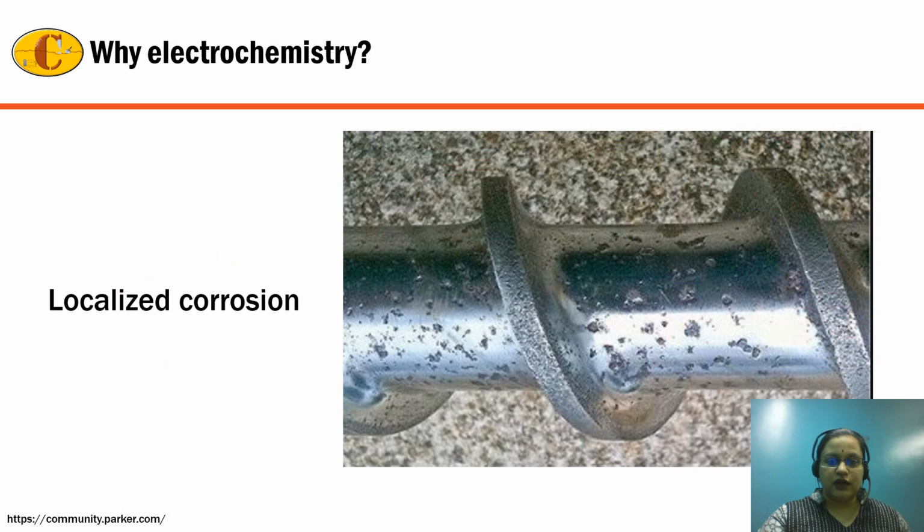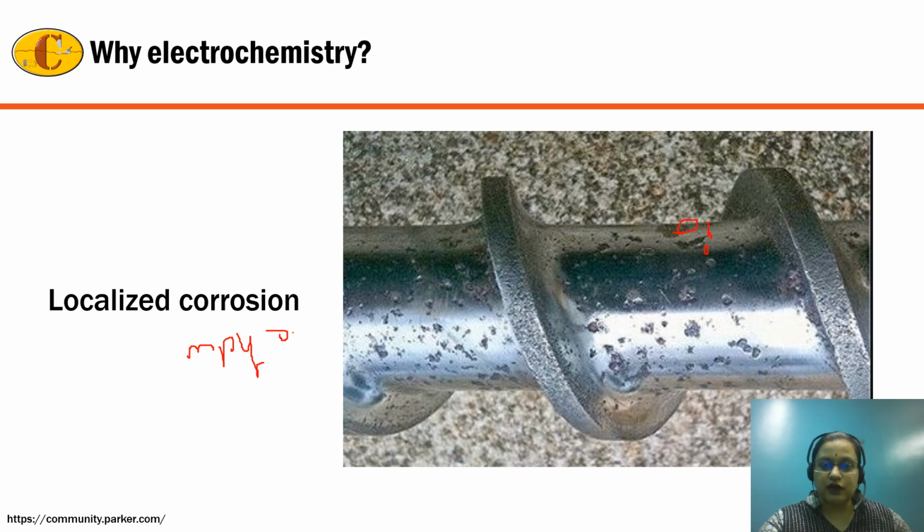However, if we have a component such as this, then the material loss is happening only in very localized conditions. So the quantity of material lost here will be very small if we compare it to the overall weight of the component. Hence the MMPY or the MPY quantity that we will get will be so small that we will feel that the corrosion is not really that significant.